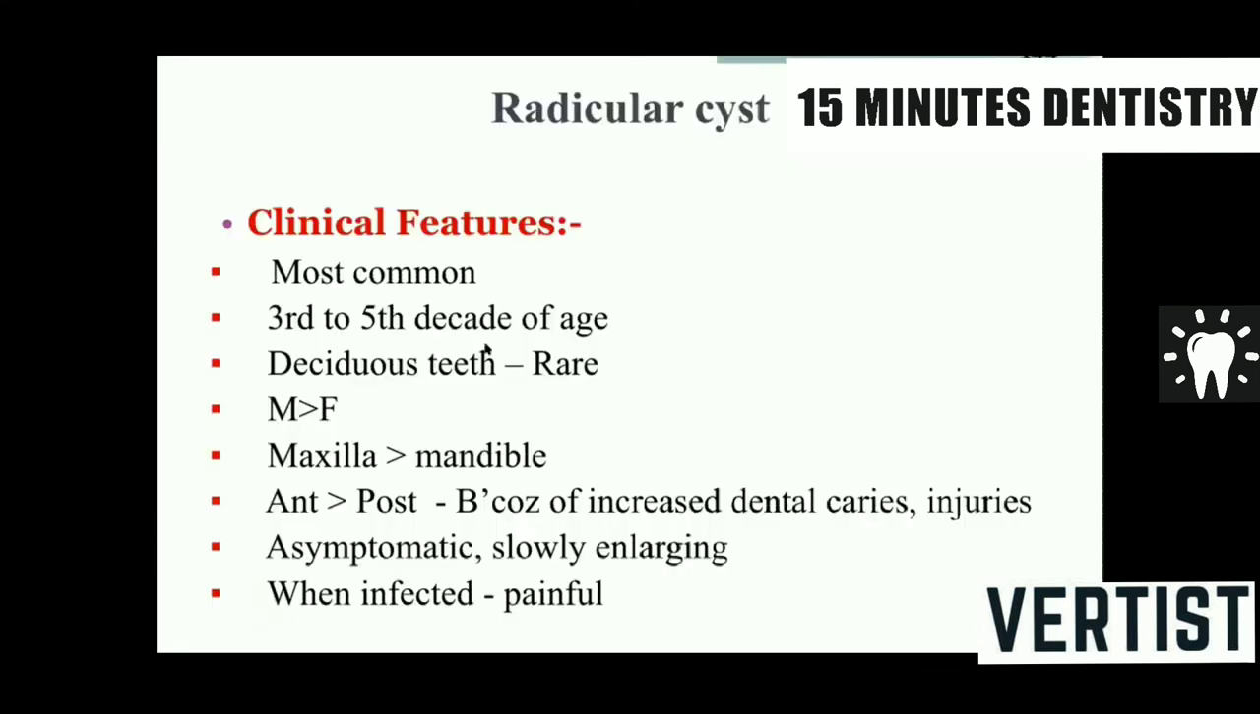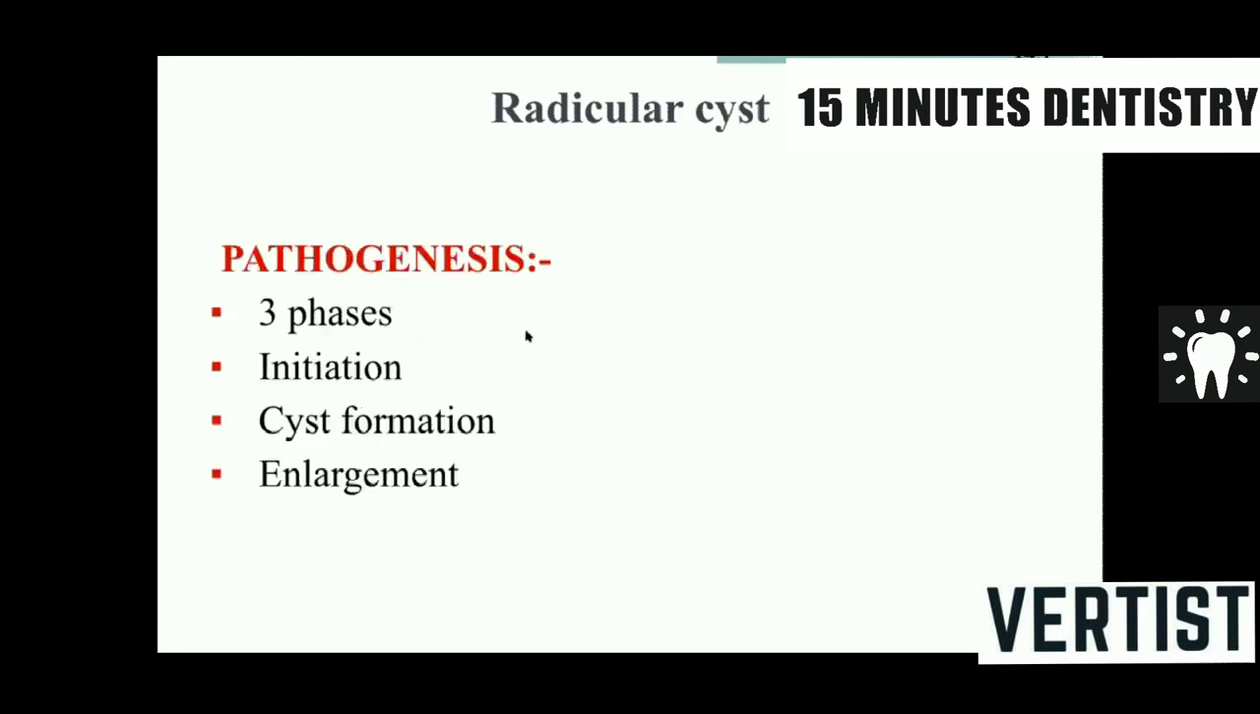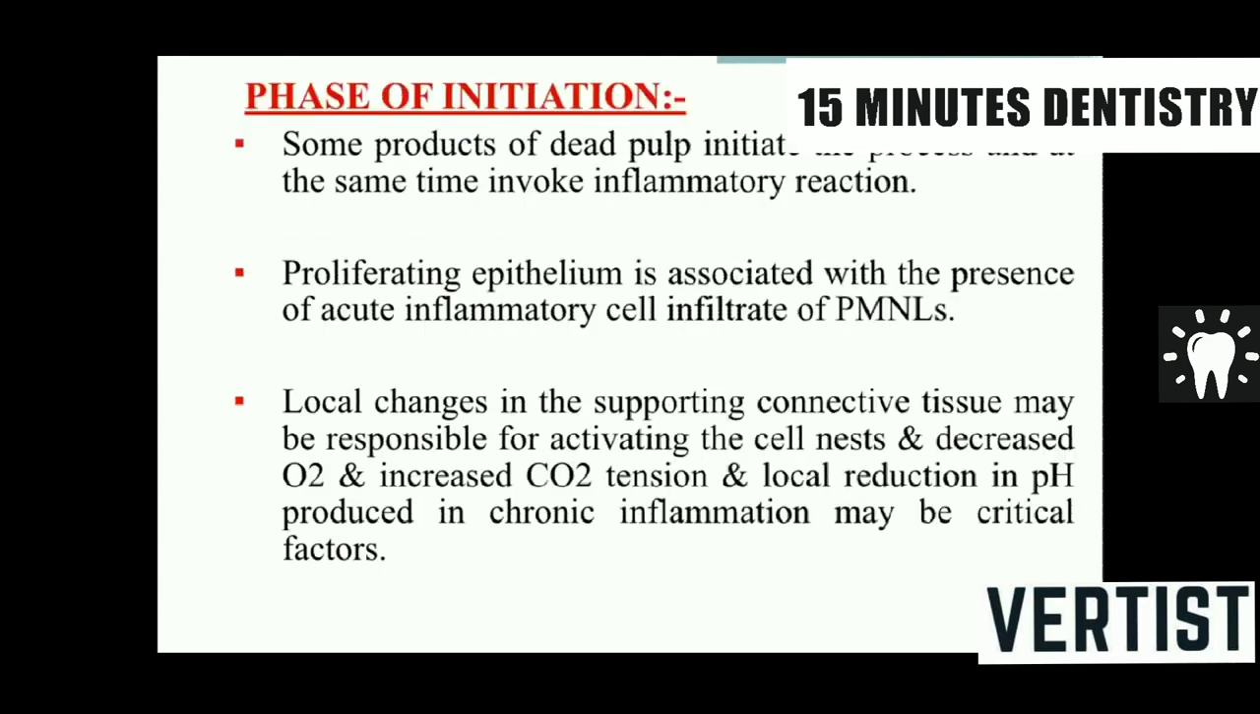Now, this cyst is common in the third to fifth decade of life, rare in deciduous teeth, more common in men, and supposedly common in the maxilla. There are three phases of cyst enlargement, which we have already studied.